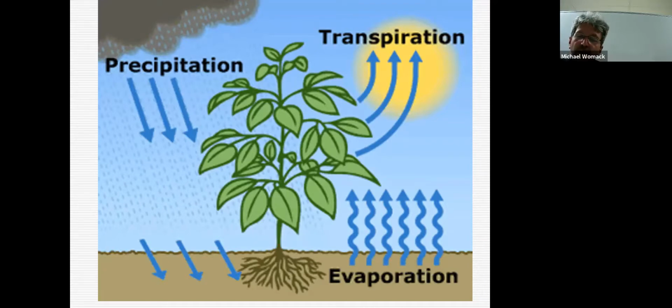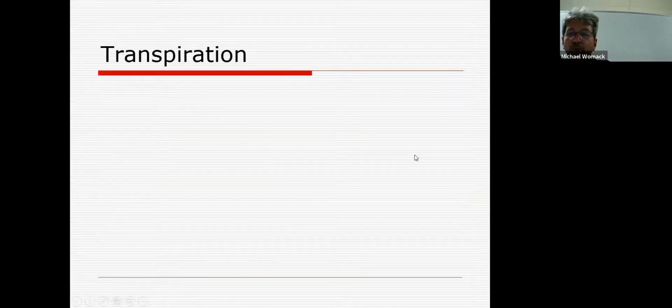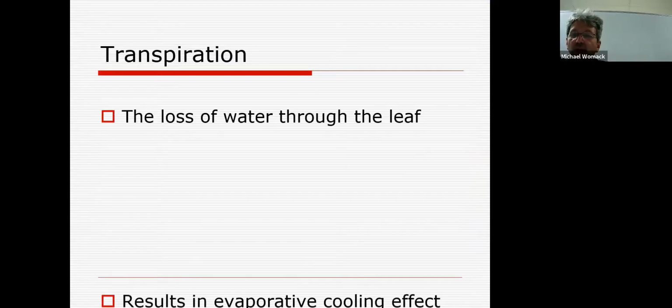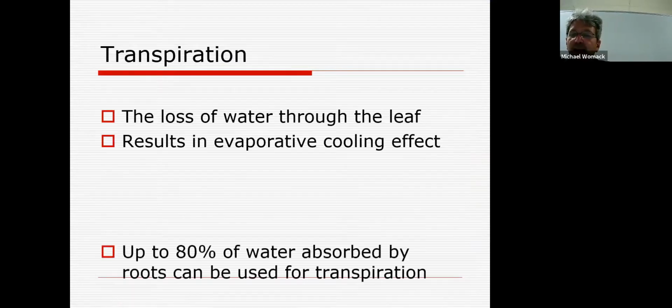So you have evaporation if it occurs on the ground or in the soil. You have transpiration if it occurs in the leaves. Okay? That's really the difference between evaporation and transpiration. So transpiration again, loss of water through the leaf, gives you the cooling effect.